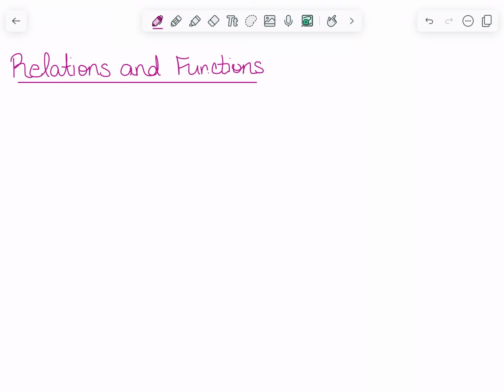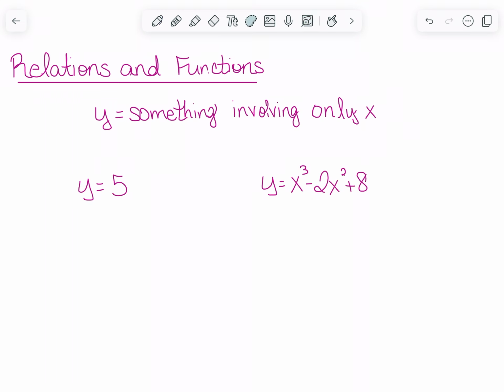This is one of the more commonly used ways to represent functions. An equation will represent y as a function of x if I can write this in the form y equal to something involving only x. Some examples of these would be the equations y equal to 5 and y equal to x cubed minus 2x squared plus 8. The idea is that I should have y on one side, and the other side can involve any combination of numbers or x's.